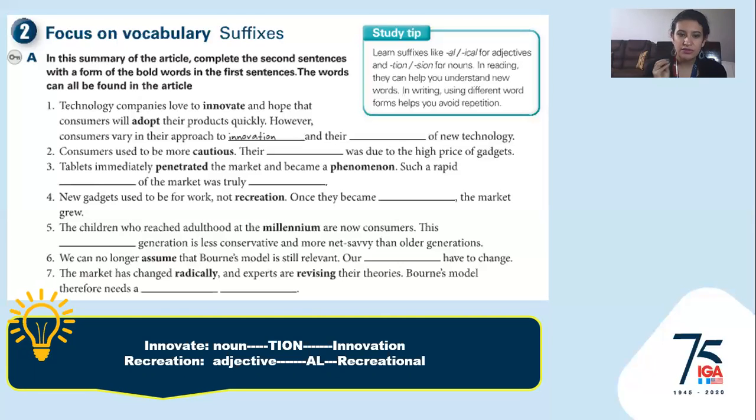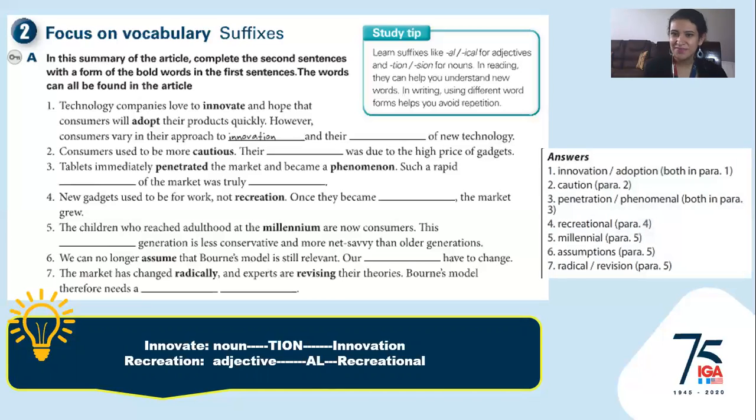Remember that we use -tion with a noun and we use -al or -ical with an adjective. So for example, innovate, innovation is a noun and recreation, recreational is an adjective, right? Like recreational parks. So you are giving an adjective to the park in this case. Okay, so ready for your answers?